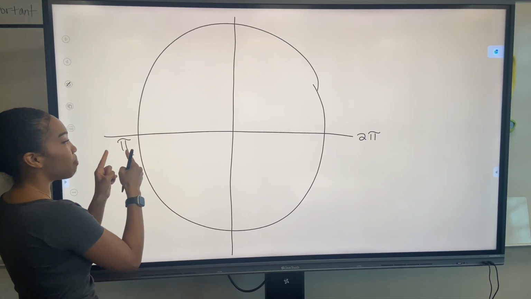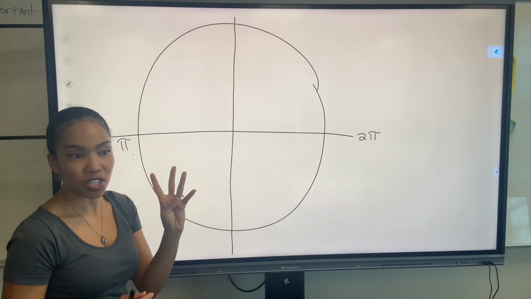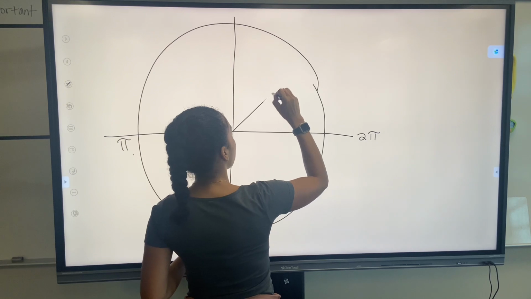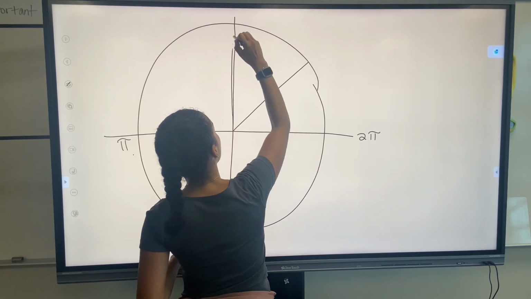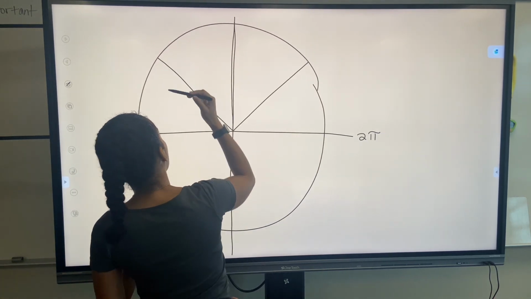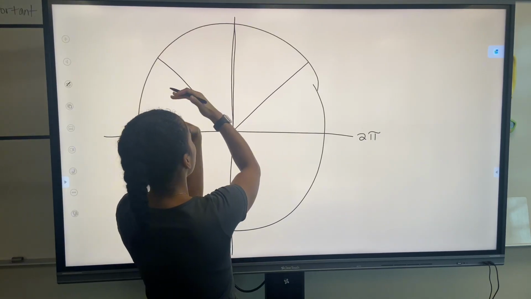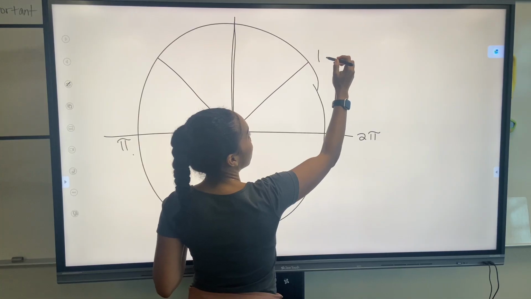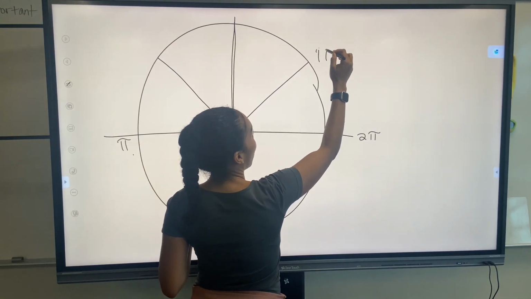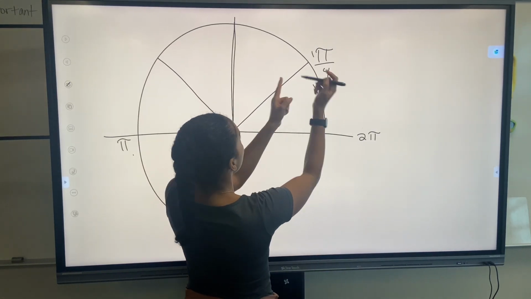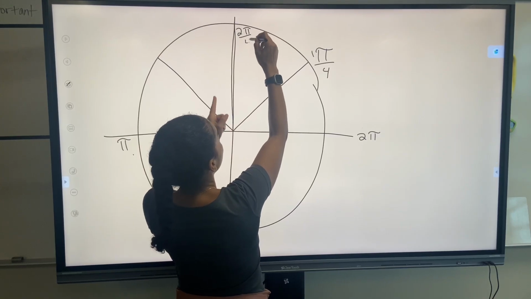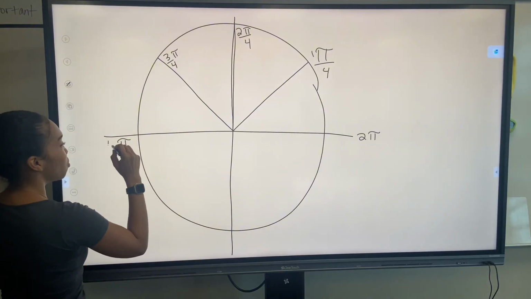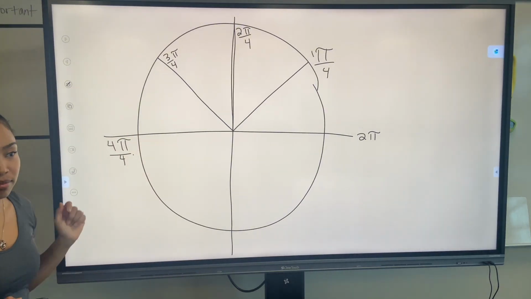Okay, now I'm gonna split pi into 4 equal sections, just like I did the last one. So here's one section, another section, another section, and another section. This is 4 equal sections of pi. This is 1. So I split pi into 1 out of 4 sections. This is 2 out of 4 sections of pi. This is 3 out of 4 sections of pi. And this is 4 out of 4 sections of pi.